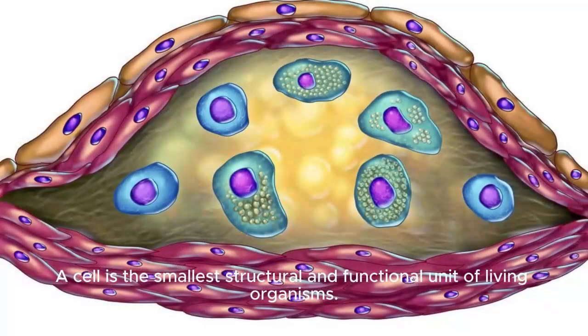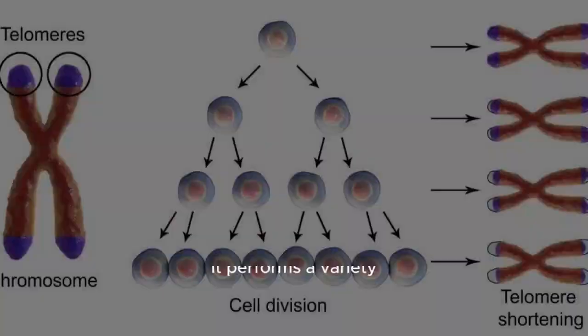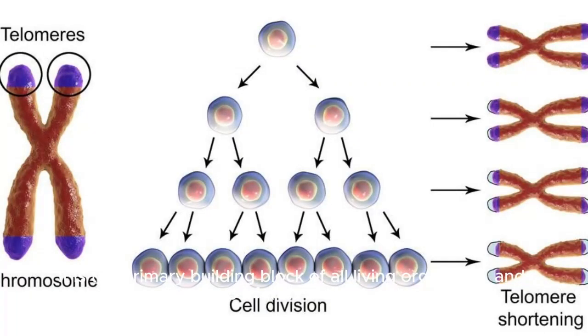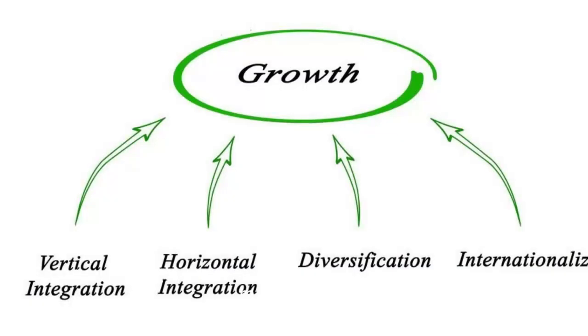A cell is the smallest structural and functional unit of living organisms. It is the primary building block of all living organisms, and it performs a variety of essential functions such as growth, multiplication, and maintenance. To get started, I would like to know more about the structure of a cell.